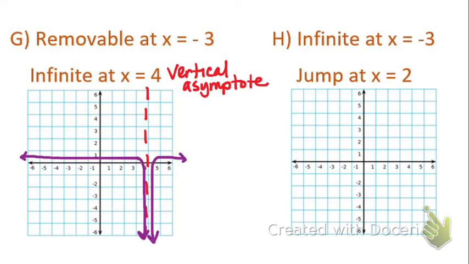Okay, and now we have to put a removable at -3. So the graph I drew at -3, I need to erase it and put a hole. So -3 will be right here. I'm going to erase that little piece and put a hole right there. And you have two different discontinuities in one graph. There you go. That's it.